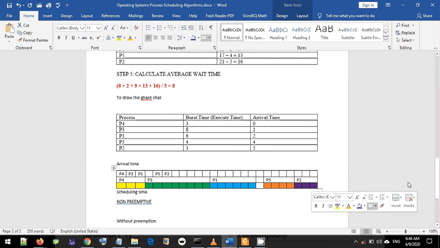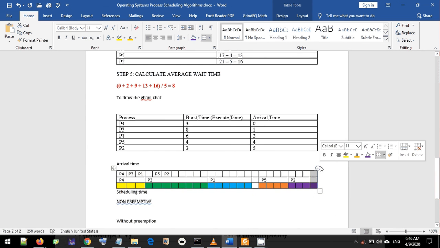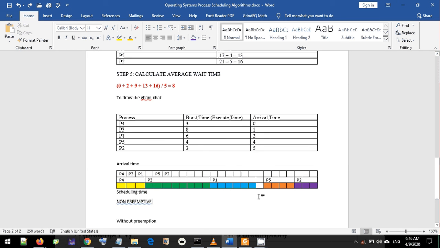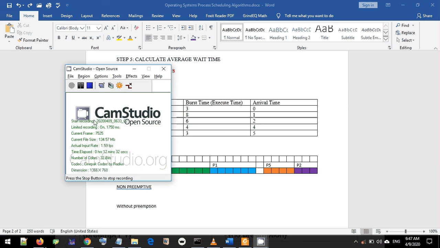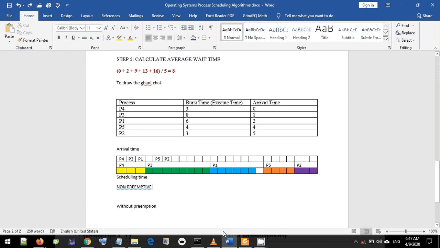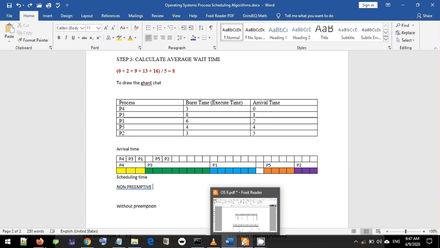Okay. Oops, 3 cycles, sorry. Yep. There we go. Now that is how we do the first come first serve algorithm. Now let us look at the next algorithm, which will be shortest job next.